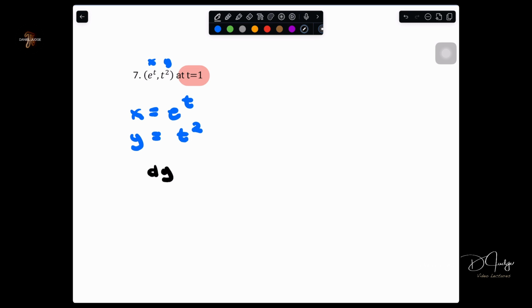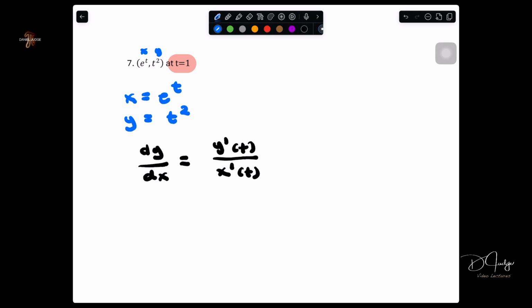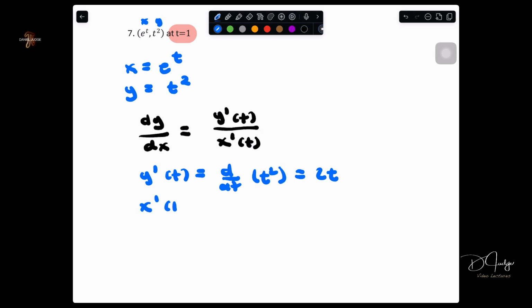So dy/dx is y prime t over x prime t. So y prime t becomes the derivative of t squared, which will be 2t, and x prime of t is the derivative of e to the t, which is e to the t now. So you got 2t over e to the t.